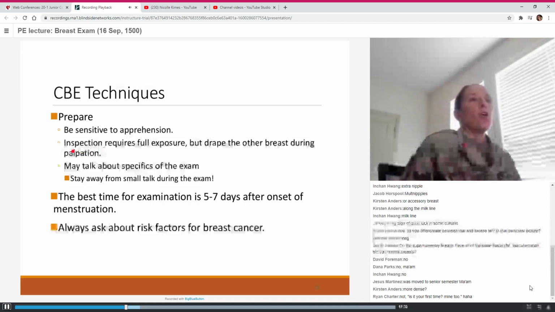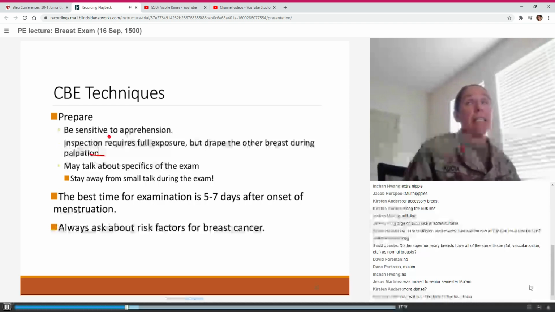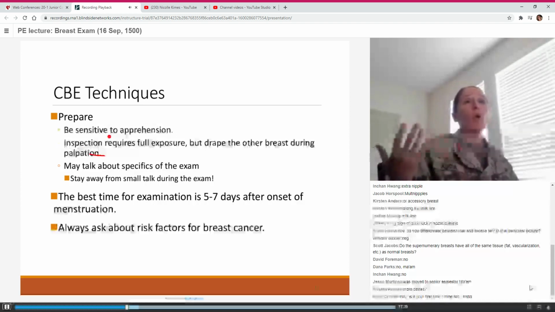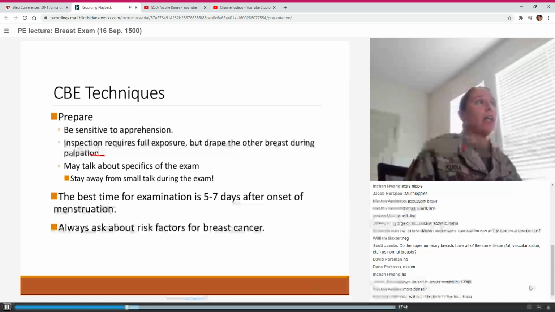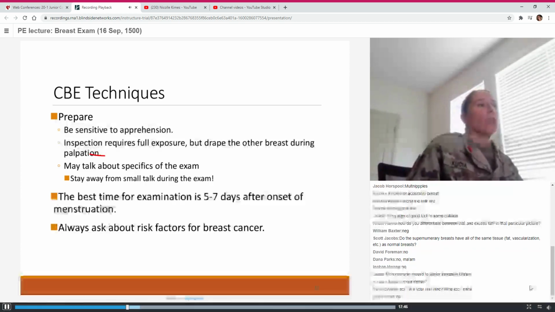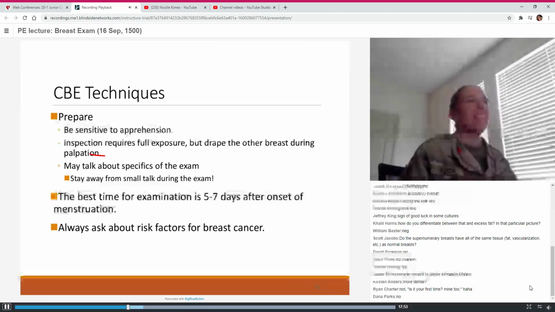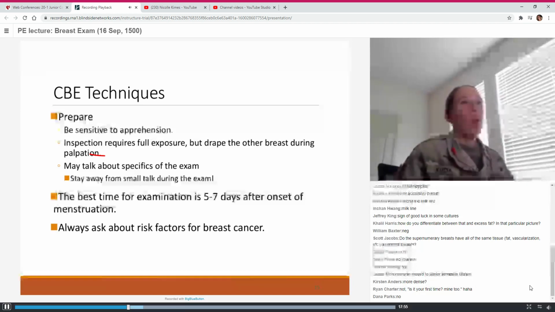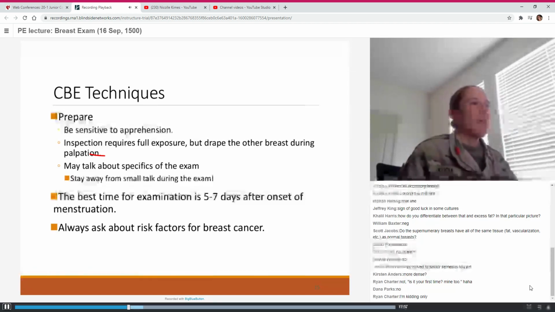Something you don't want to do when you're doing this exam: do you think you want them to be completely exposed from the waist up the entire time? You can only examine one breast at a time, right? So yeah, Ryan Charter says, don't pretend it's your first time doing it, even if it is, right? And it won't be, because you're going to get practice. That's right. Dana Park says no, right? You want to keep the patient covered. It's a medical procedure, but this is kind of exposing them, right?